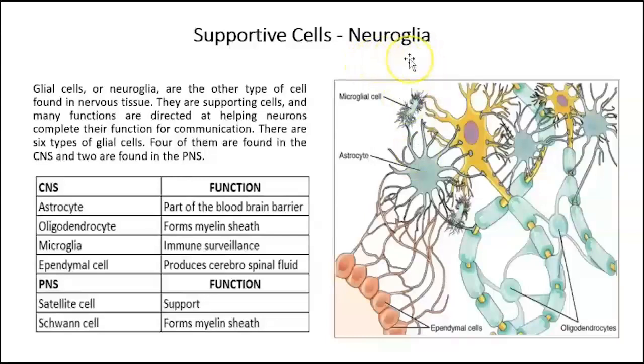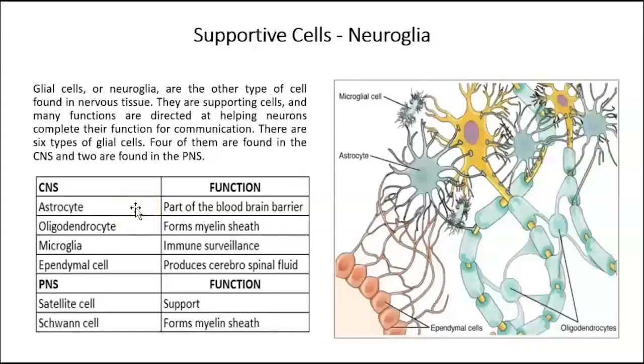As you can see in there, you have the neurons and how these other cells are around these neurons in order to give them support. That's the neuroglia. Oligodendrocytes form myelin sheath. We have ependymal cells. They produce the cerebrospinal fluid. Microglia, they fight infections, for example. Astrocytes, they are part of the blood-brain barrier.